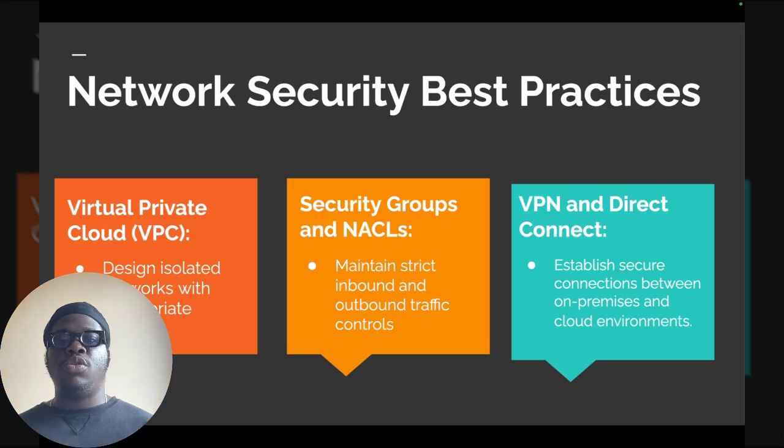All right. Then you can also use security groups and network access control lists to maintain strict inbound and outbound traffic controls. And then you can have a VPN and a Direct Connect between your VPN and your on-premise environment, your on-premise data center, so that you can easily send information from there to the cloud and from the cloud back that way.